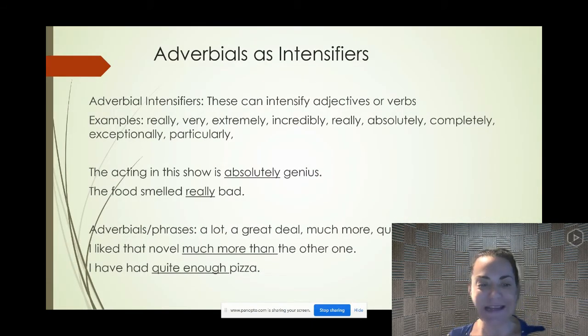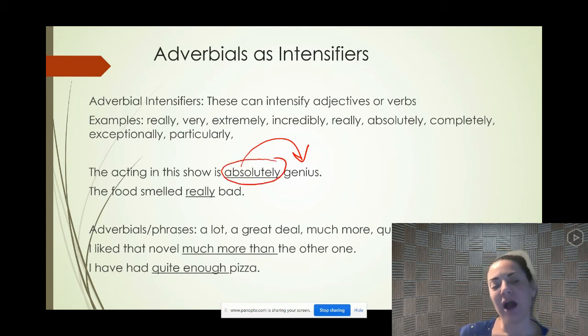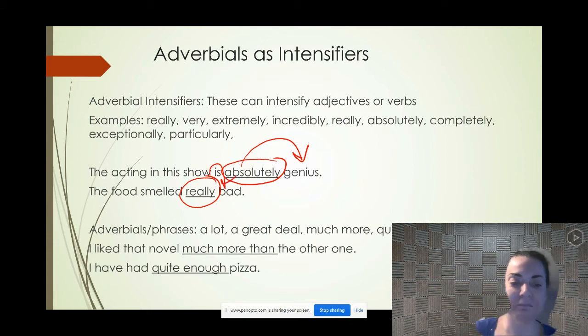All right, let's look at our adverbials as intensifiers. Just a few examples. The acting in this show is absolutely genius. Not just genius, but the intensity of the genius is absolute. The food not just smelled bad, but it smelled really bad.